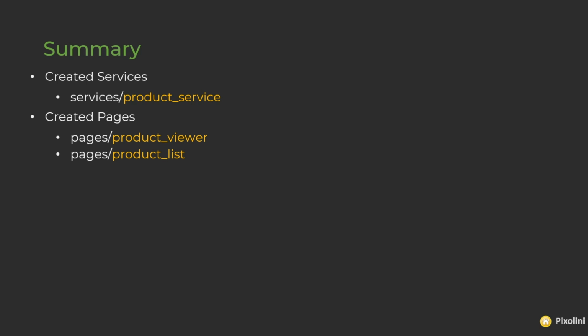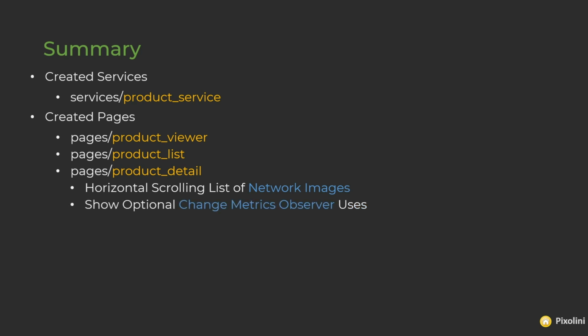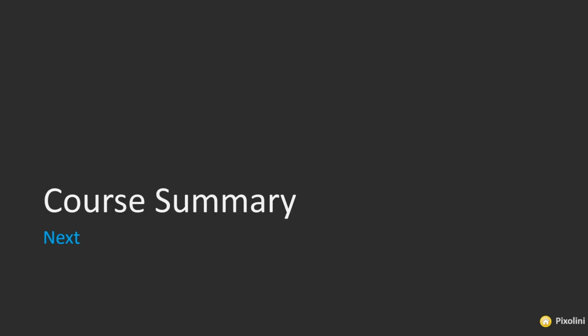You created the product list, which shows a vertical list of products, also with search capability, calling the sticky header delegate from the shared package. You created the product details, which shows the horizontal scrolling list of network images and also details about the product. And you also created a Change Metrics Observer, which shows you different uses on how you could use this optional class. You also created the product list detail split screen page, which is responsible for showing the split screen layout for tablet and web layouts. Now, up next is our course summary.